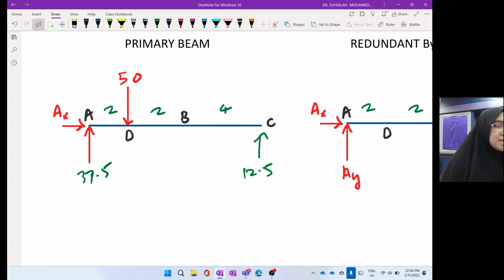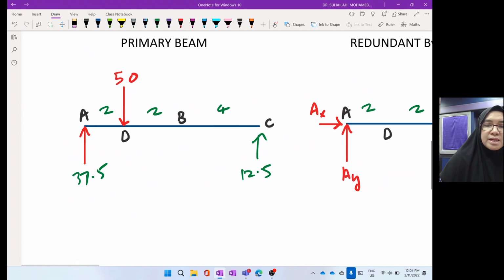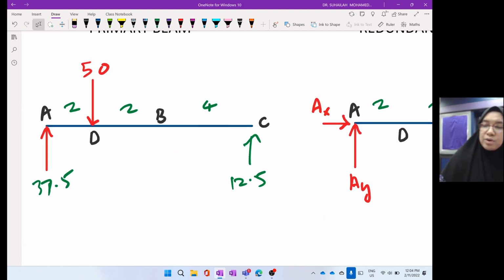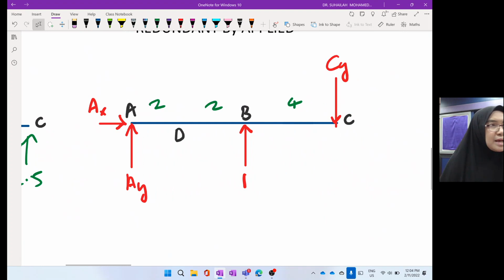Okay, so AX equals 0. So this is the primary beam. What about the redundant beam? AY for the redundant beam is negative 0.5, so it is downward. 0.5.